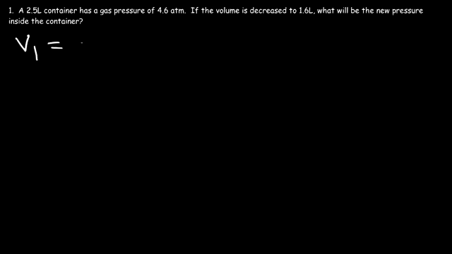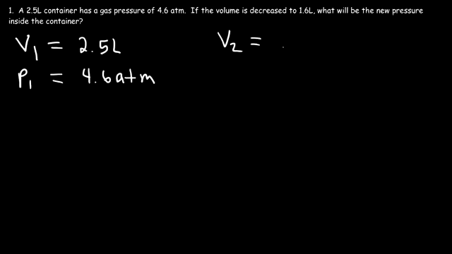So V1, the first volume, is 2.5 liters, and the pressure that corresponds to that volume is 4.6 atm. Now the volume is decreased to 1.6 liters, so that's the new volume, V2, and we're looking for the new pressure, P2.